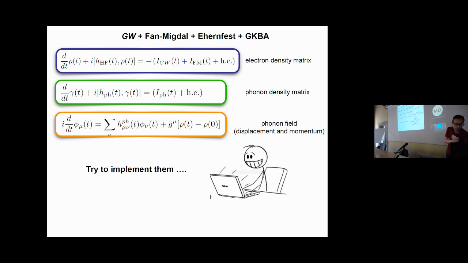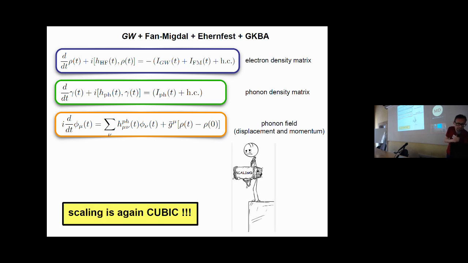We start to implement them, and we realize that the scaling is again cubic. Disaster. So at this point, we must be really depressed. We did a lot of effort, because propagating only one-time objects, making the generalized Kadanoff-Baym ansatz, is not enough. It doesn't reduce the scaling. So what do we do?